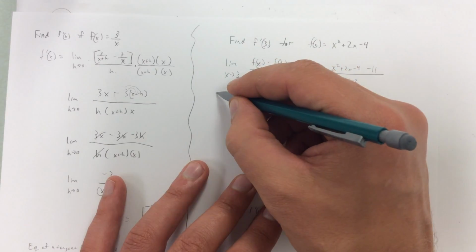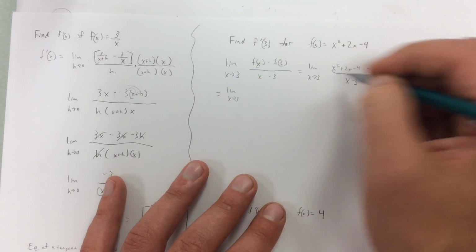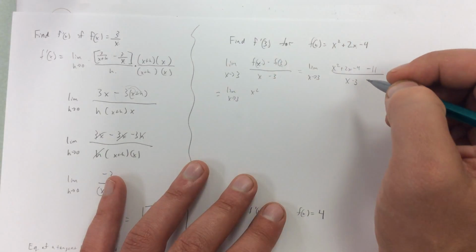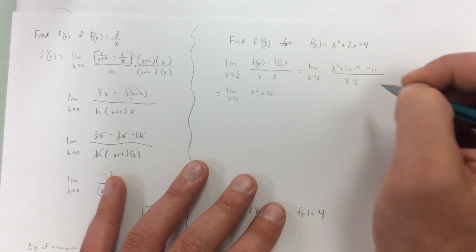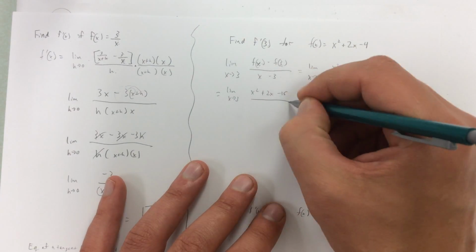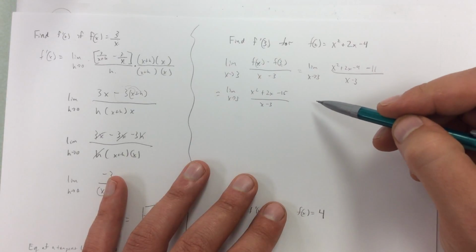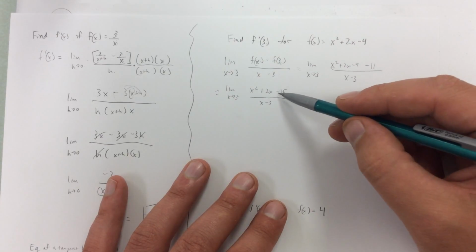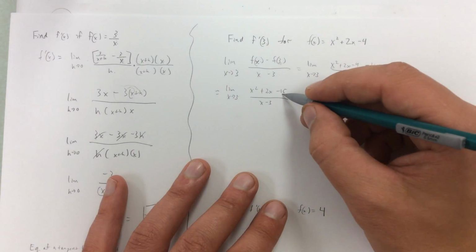Now let's keep going here. The limit as x approaches 3 for x squared plus 2x minus 15 all over x minus 3. If I plug in 3 here, we get an indeterminate form. It'll be 0 over 0. So what do we got to do? We're going to factor this thing.